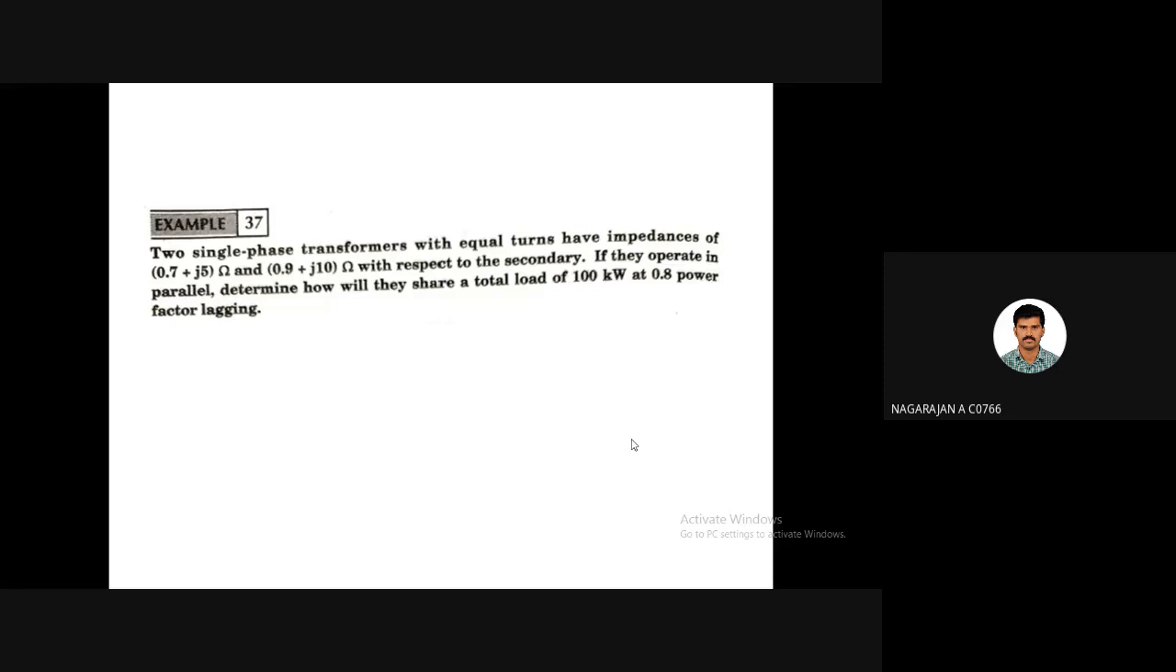Two single phase transformers with equal turns have impedances of 0.7 plus J5 ohm and 0.9 plus J10 ohms with respect to the secondary. So all the impedances have been measured with respect to the secondary. If these two transformers operate in parallel, determine how they will share a load of 100 kilowatt at 0.8 power factor lagging.